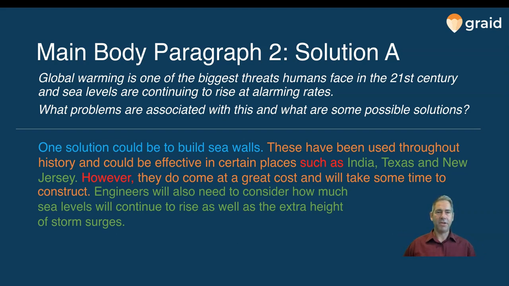So a slight variation on the structure, but still in orange I have my supporting idea, which is these have been used throughout history and could be effective in certain places, these being the seawalls. And then I connect that into one sentence with the cohesive device such as, and I give some examples of places where seawalls have been used. However, another cohesive device, this is a contrast, and the contrast is that these seawalls come at a great cost. And again in green, engineers will also need to consider how much sea levels will continue to rise, as well as the extra height of storm surges, some further detail to make sure I avoid repetition.